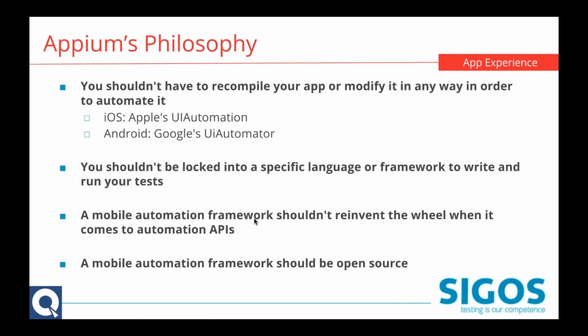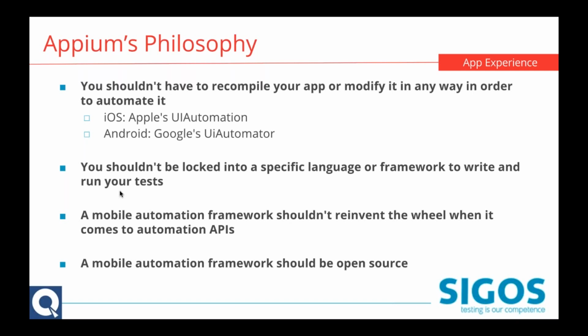So let's talk about Appium's philosophy and how App Experience has taken it. These four principles really still hold true with the tool. You shouldn't have to recompile your app or modify it in any way, using UI Automation and UI Automator under the hood. There's no need to add anything into your application. You shouldn't be locked into a specific language. Like I was saying, our client libraries are written in all of the most popular object-oriented programming languages. I'm most comfortable with Java, so that's exactly what I'm going to be showing you.